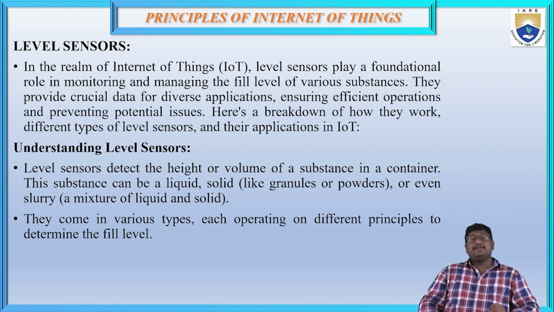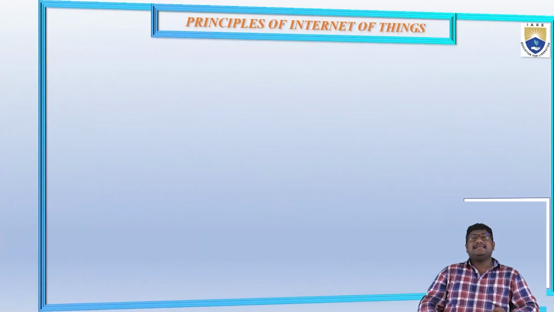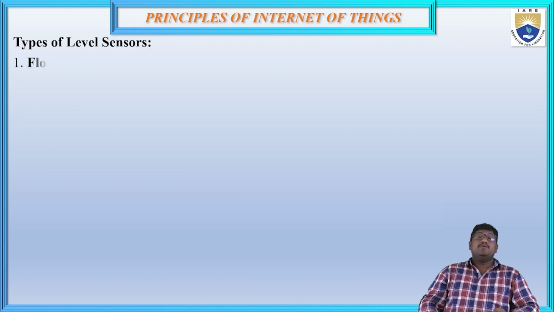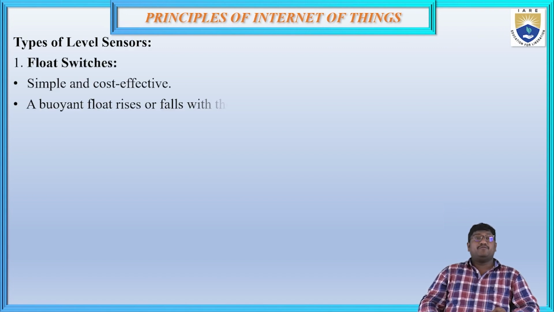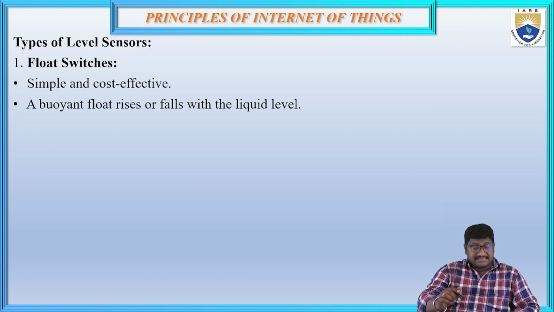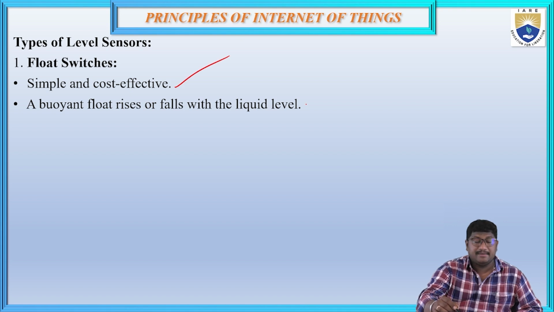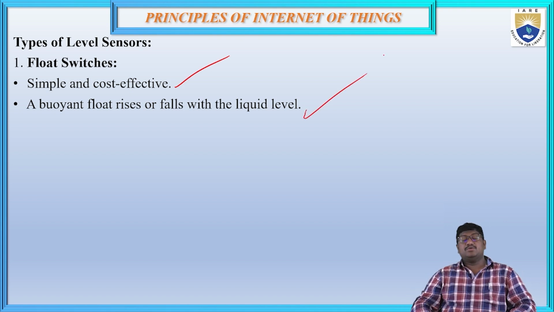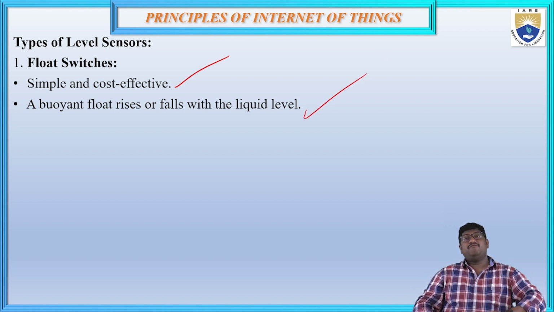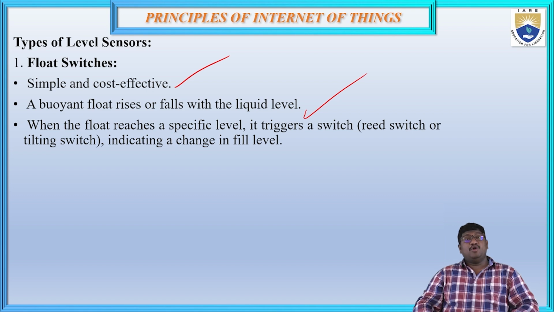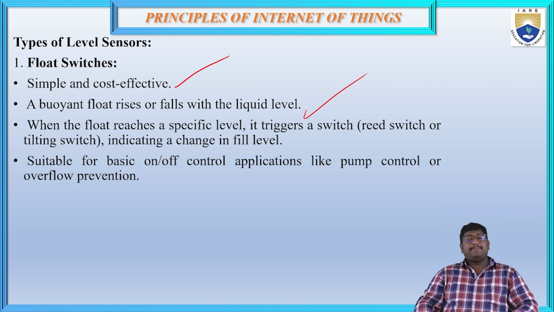Here, there are going to be various types. By understanding the principles, have a look, guys. What are the different kinds of level sensors? Float switches, which are very simple and cost effective. By using this float, we are going to rise or fall with the liquid level. When the float reaches a specific level, the trigger switch is going to be activated. It is going to tell you to refill, and it is suitable for on and off control applications also.